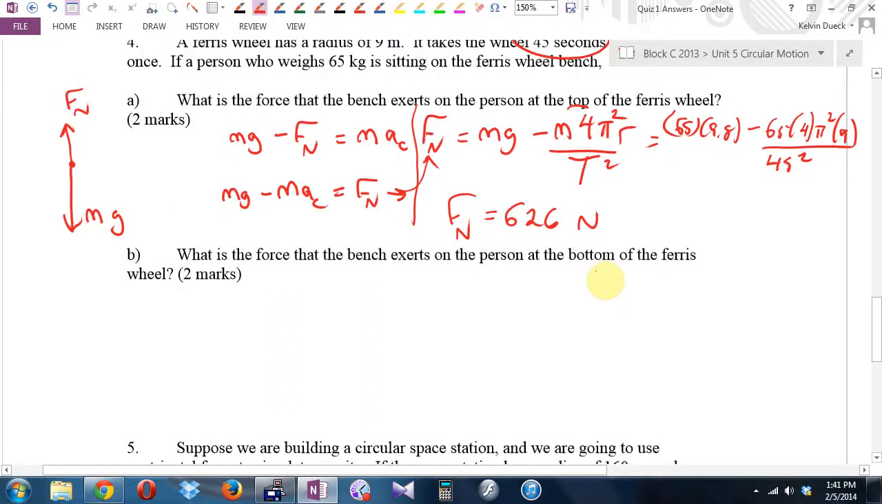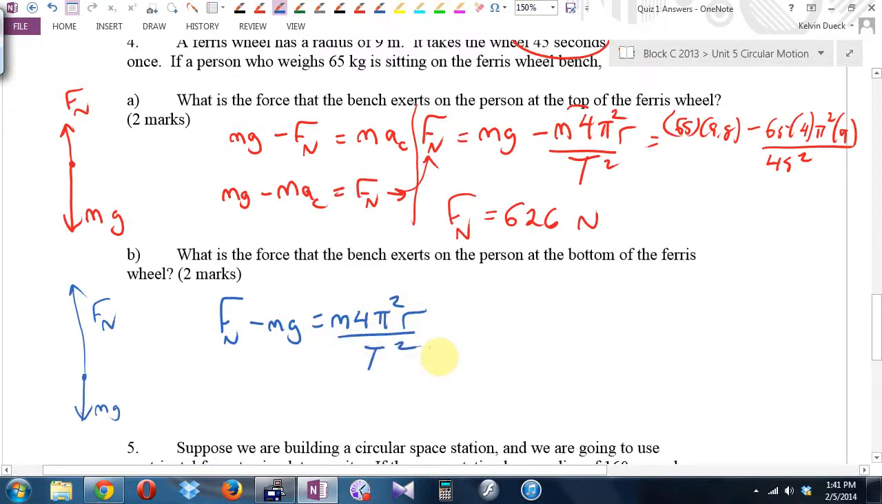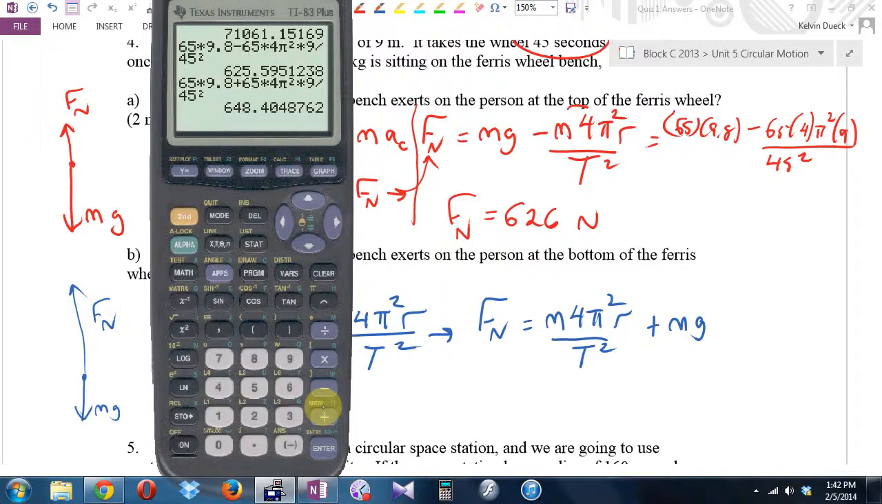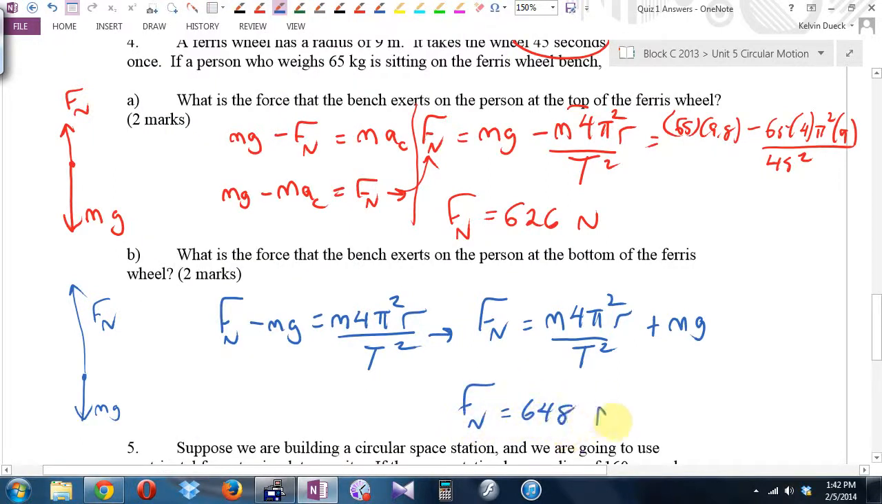What's the force that the bench exerts on the person at the bottom? Well, at the bottom, mg down, but this time, normal force is winning. In fact, normal force is going to be m 4 pi squared r over t squared plus mg. Hey, you ready? Normal force is going to be, plus. Same equation, basically. Do you get 648? Like I said, not much difference. This is a painfully slow Ferris wheel. Newtons. Do I need to do part marks, or are you guys okay? Okay, 2 out of 2.